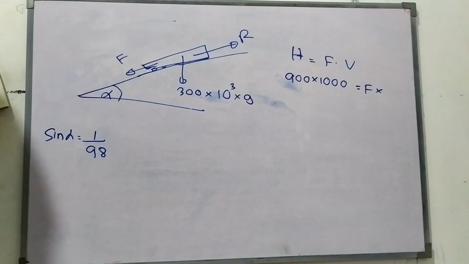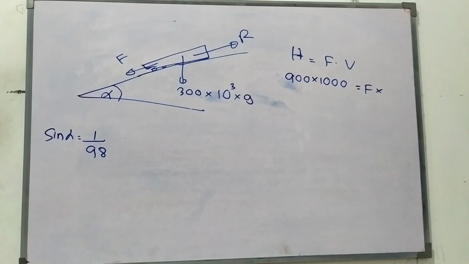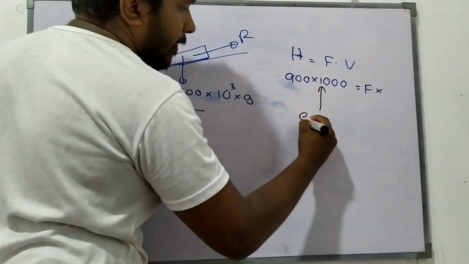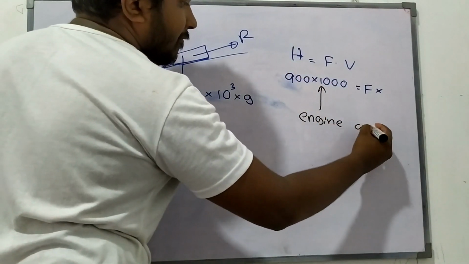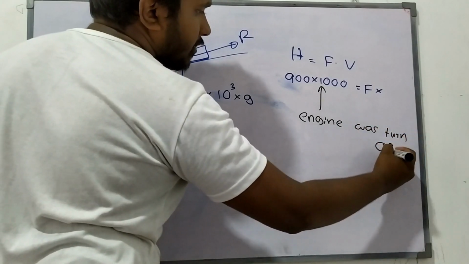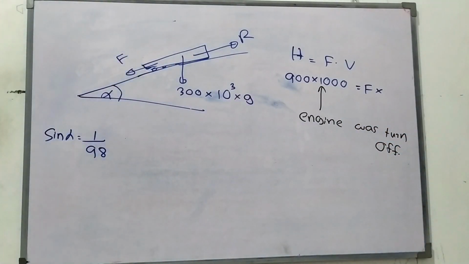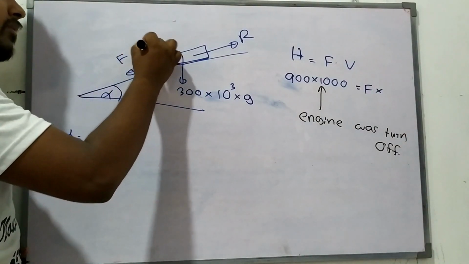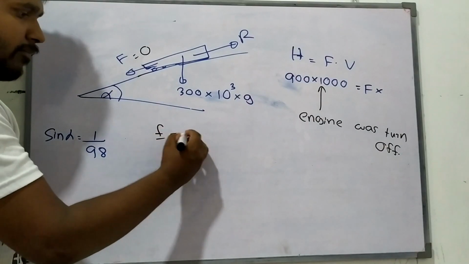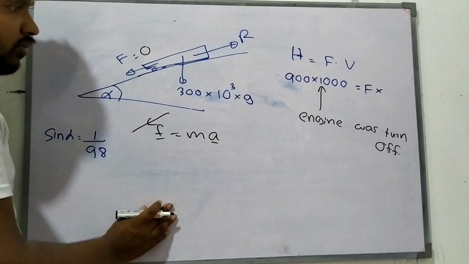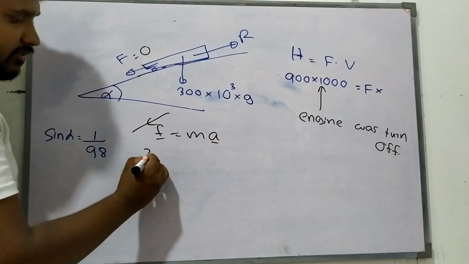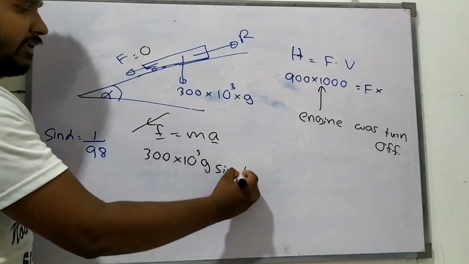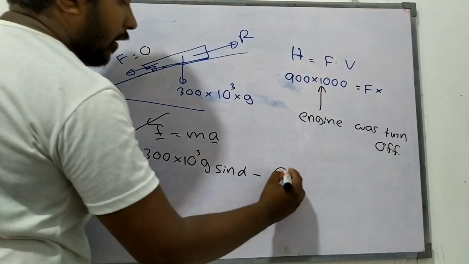in here we don't have H actually. Engine turned off, then we don't have H. Therefore, this F will be 0. F equal mg down the slope. So this is 300,000 g sine alpha minus R will be 0.